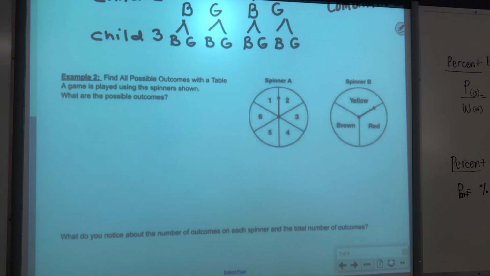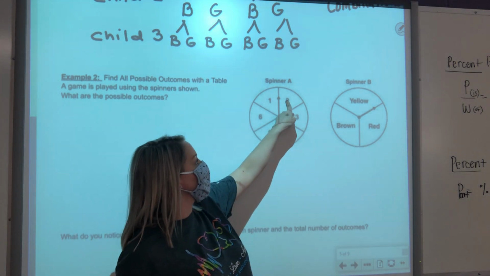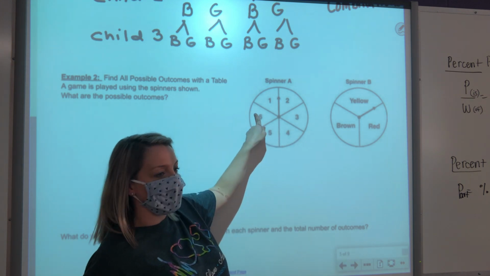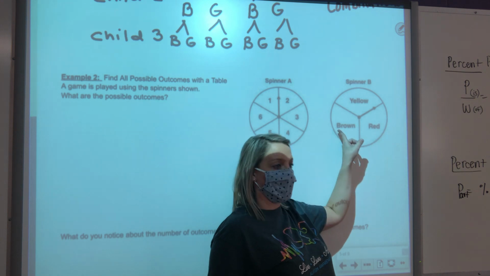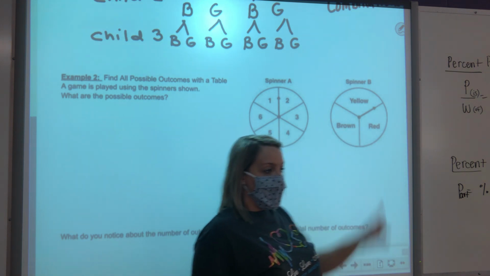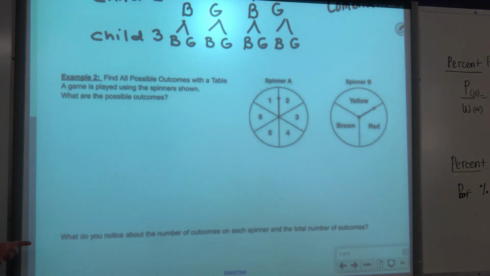Now, here's our next one. A game is played using the spinners shown. So spinner A, we can spin a 1, 2, 3, 4, 5, or 6. And spinner B, we can spin a yellow, red, or brown. What are the possible outcomes?